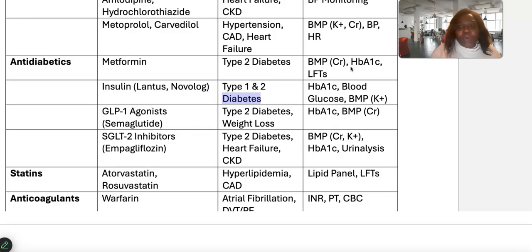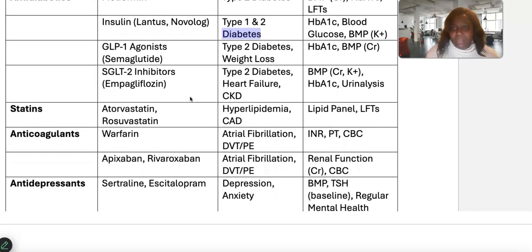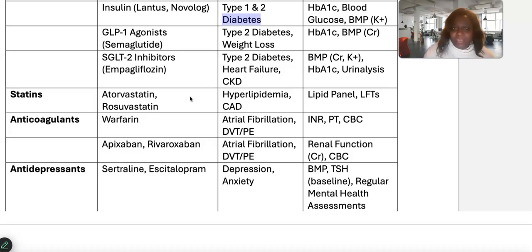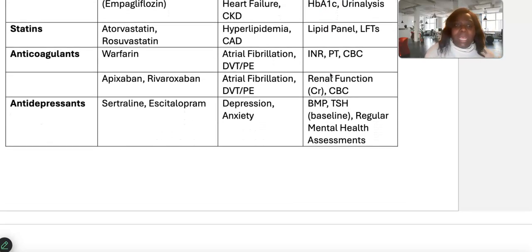Listen, we're now going to go on to the next, to metformin, right? We're going to be doing BMP, hemoglobin A1C, and LFTs. What about insulin? What lab do you want to monitor for insulin? Hemoglobin A1C, blood glucose, BMP, specifically potassium. What about GLP-1 agonists? You want to monitor hemoglobin A1C, BMP. What about the SGLT2 inhibitors? BMP, like creatinine and potassium specifically. You want to also monitor hemoglobin A1C and, of course, urinalysis.